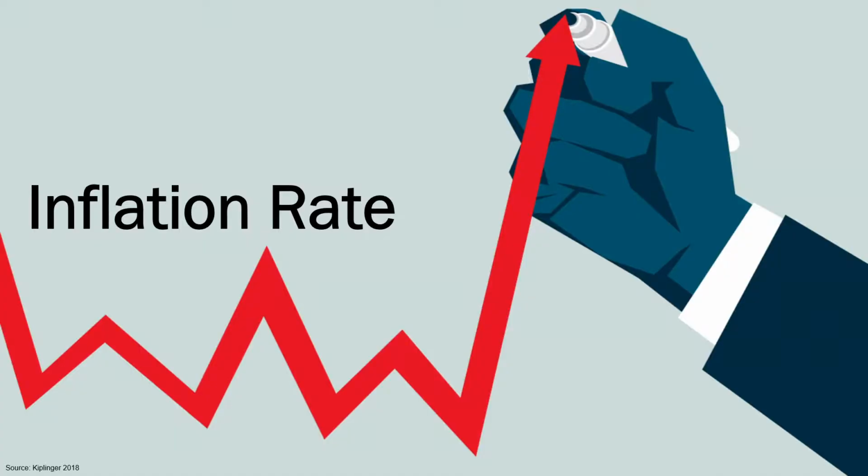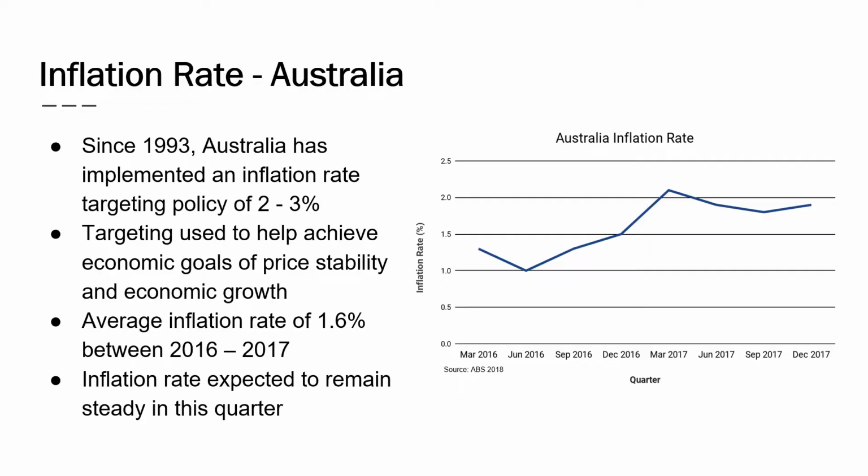The next determinant we've selected for our currency speculation is inflation rate. Since 1993, Australia has seen a stable inflation rate due to an inflation rate targeting scheme. This targeting is used to help achieve economic goals such as price stability and economic growth. As you can see to the right, the inflation rate has remained stable on average at 1.6% between 2016 and 2017. Unfortunately, the March 2018 figures have yet to be released, but it is expected to remain steady in this quarter.